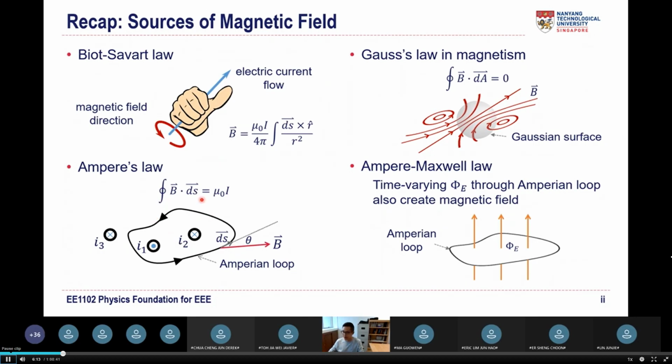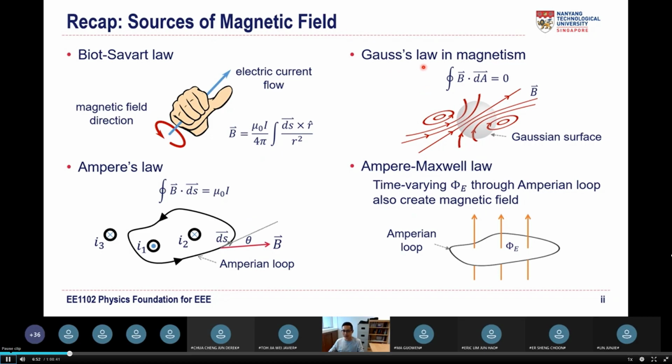Okay, so that's what Ampere's law says: if you calculate the line integral of the magnetic field around a closed loop, with small ds going around that circle, it is going to be proportional to I. That proportionality factor is the permeability of free space, which is a constant number you can refer to on your formula sheet. Okay, so that's Ampere's law.